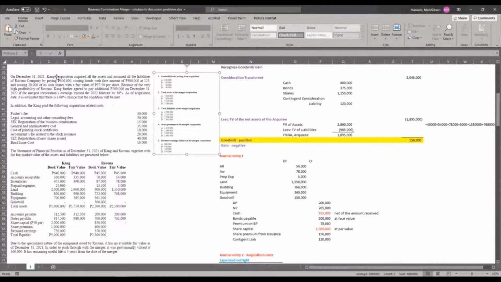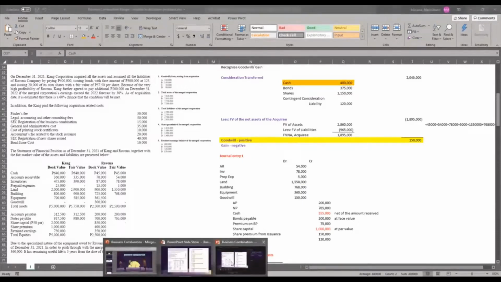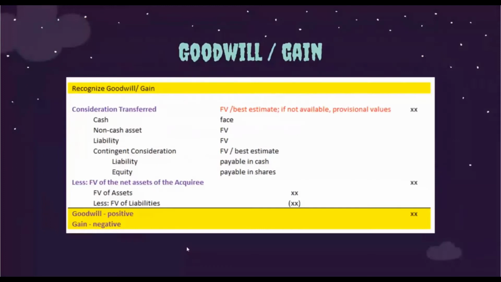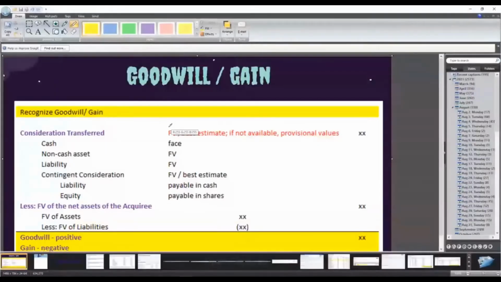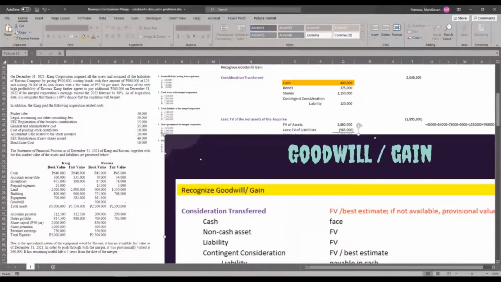O dito muna tayo sa first paragraph. Pansinin niyo, class, Kang is the acquirer and Ravona is the acquiree. Kang is acquiring all the assets and assume the liabilities of Ravona. Ano yung mga consideration that is willing to pay? Cash. O sige, lagay ko na yung cash. Cash, ang measurement naman is at face value. So wala tayong problema. Cash is at 400,000. Sabi natin kanina, sige, para at least mas klarado tayo, I'll also put here the cheat sheet.